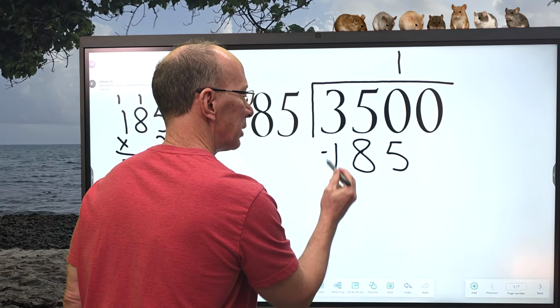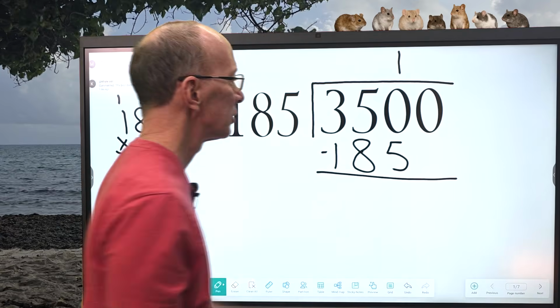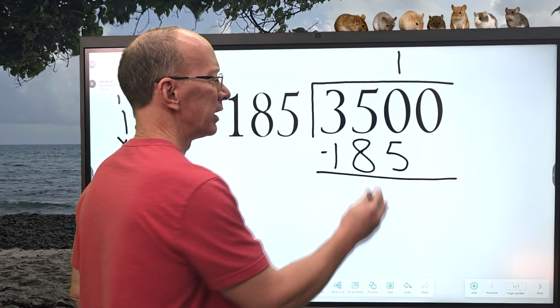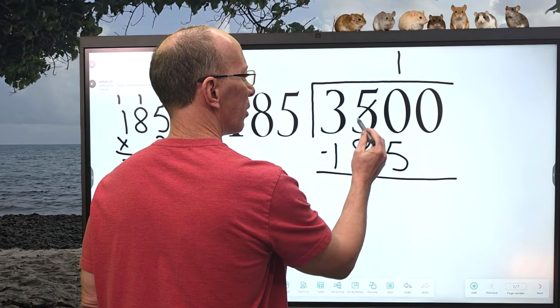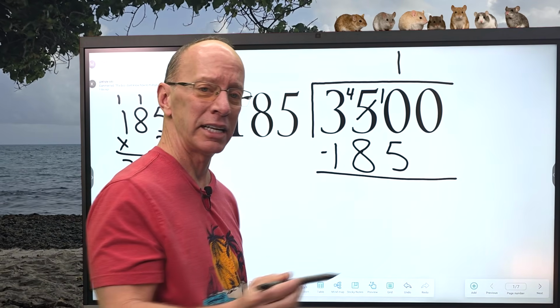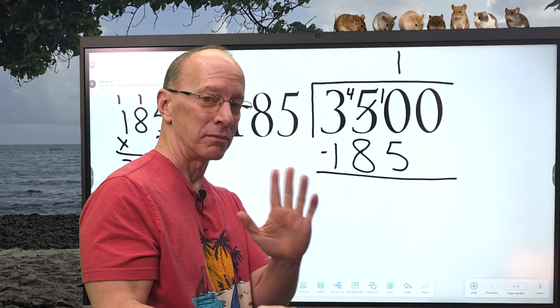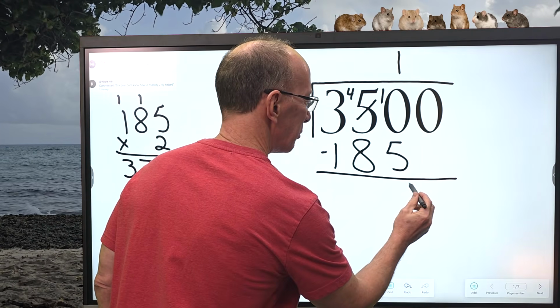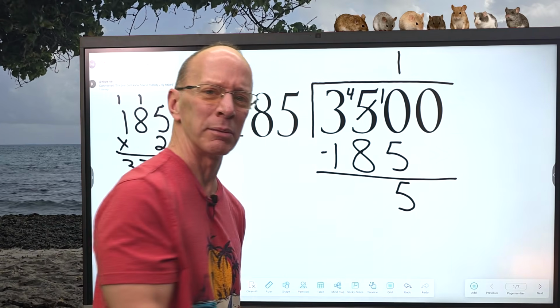And then our next step is subtraction. So I need to do a little borrowing right there. I'm going to borrow from the 5. This will be a 4. This turns into a 10. 10 minus 5 equals 5. So I put the 5 right here. Can you guys give me 5?